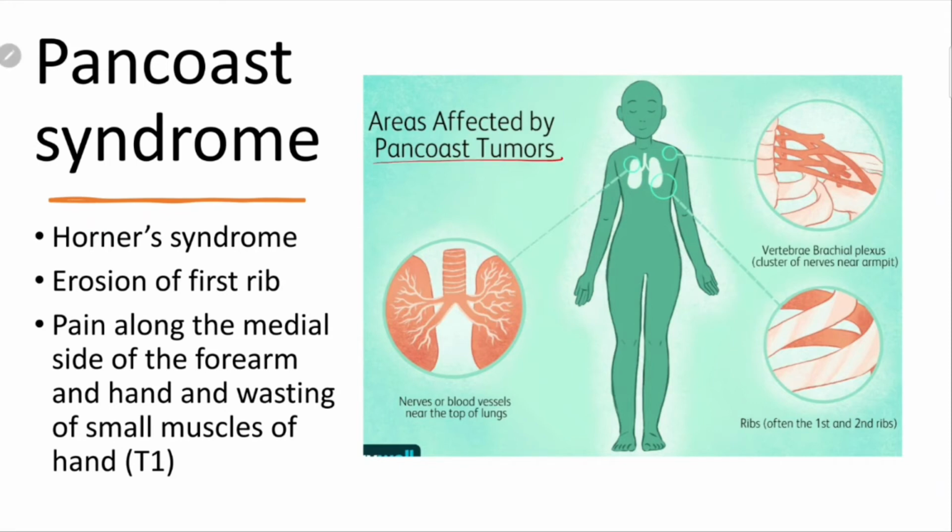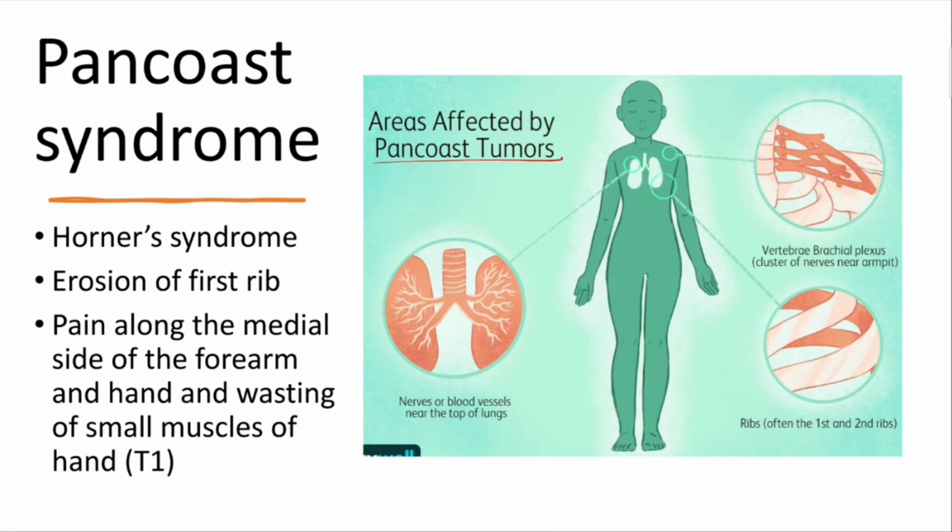Clinical features: pain along the medial side of the forearm and hand and wasting of small muscles of hand due to the involvement of ventral ramus of T1. Then there is Horner syndrome due to involvement of sympathetic chain, and there is erosion of first rib.